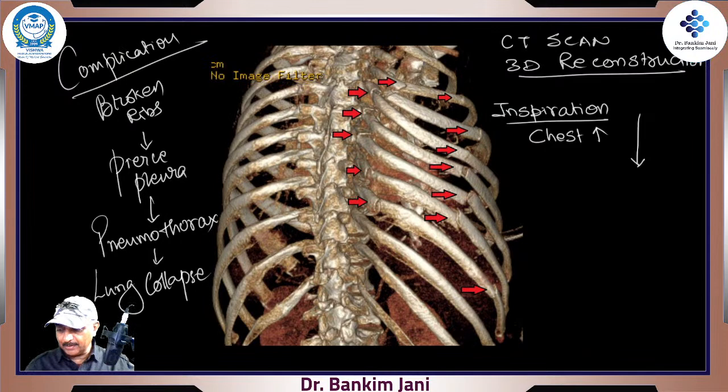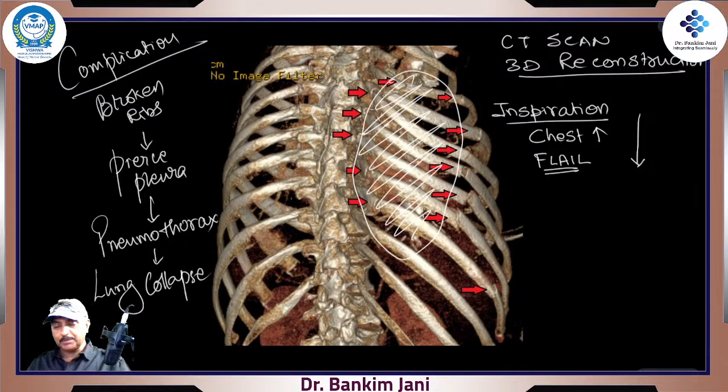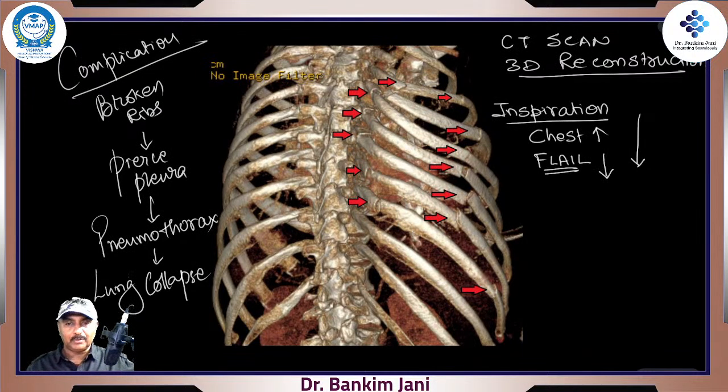But over here we'll call this chest a flail chest. Flail means, just understand, that broken piece. Let's say this is the flail area, the area of the chest which is broken. When the ribs are broken, that piece is separated. This piece won't expand. In fact, it would collapse. This flail chest would go down.